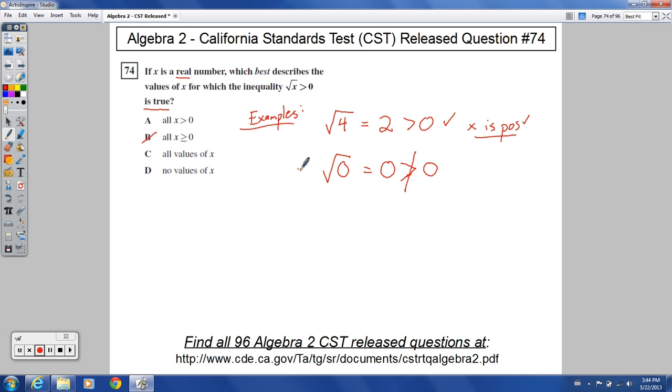Is this going to work out for all values of x? Well, no, because we just found one where it didn't work out. No values of x, though? No, because we found one where it did work out. And so neither one of these is going to be right. Choice A is going to be our correct choice.